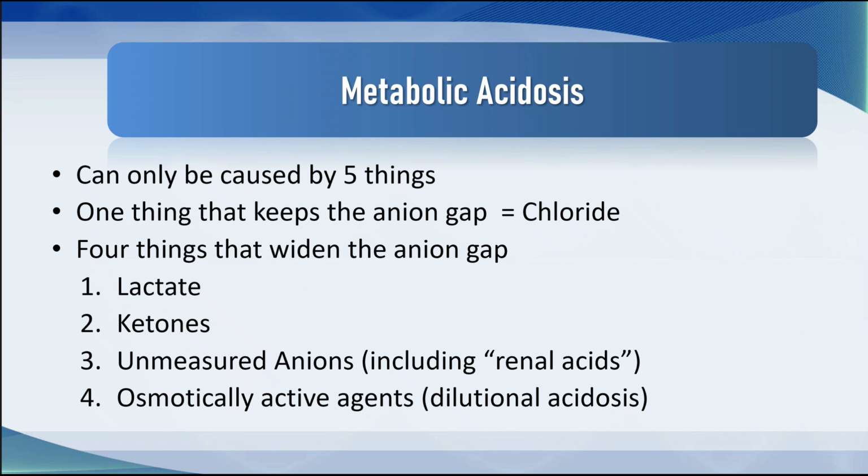Now, the most common unmeasured anions are renal acids. So when a patient has acute kidney injury, there are all kinds of things that accumulate, such as byproducts of the Krebs cycle and acetate and all kinds of stuff that just causes a reduction in the pH and the base deficit. And we just bundle them all together and call them unmeasured anions. And occasionally, and very rarely, the patient may become water overloaded and develop a dilutional acidosis from osmotically active agents, and you only see this once in a blue moon.